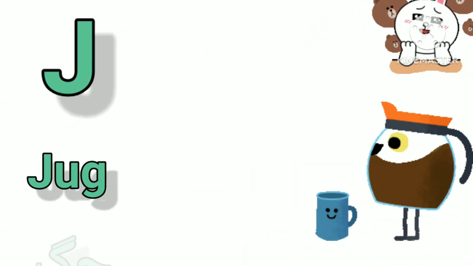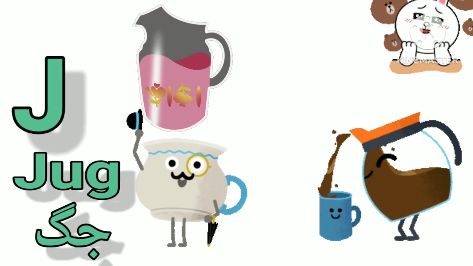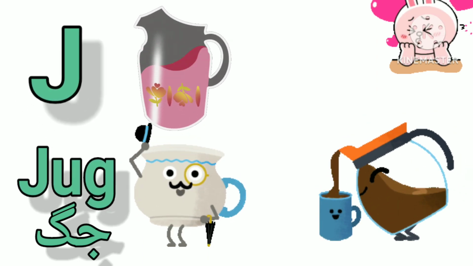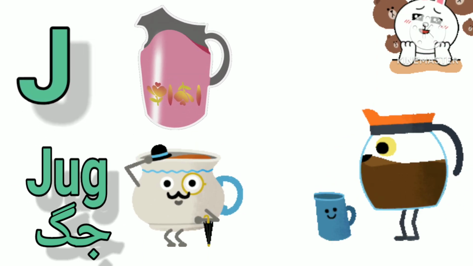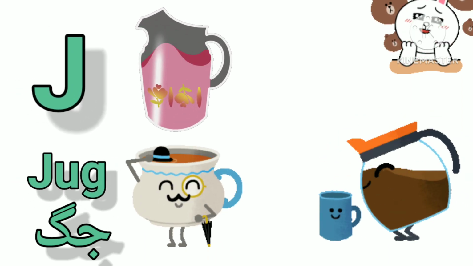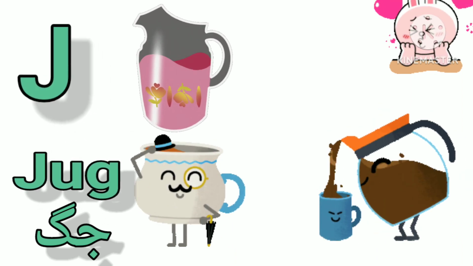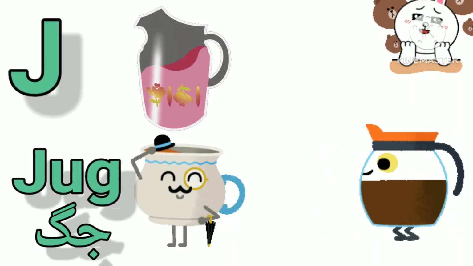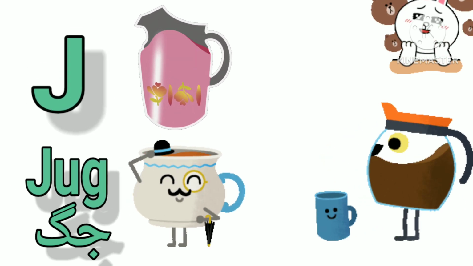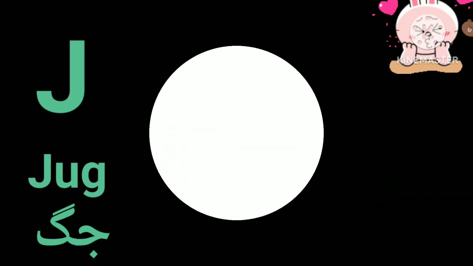Next is J. J-U-G, jug. J is for jug. Dear students, good, repeat it. J is for jug. J-U-G, jug.